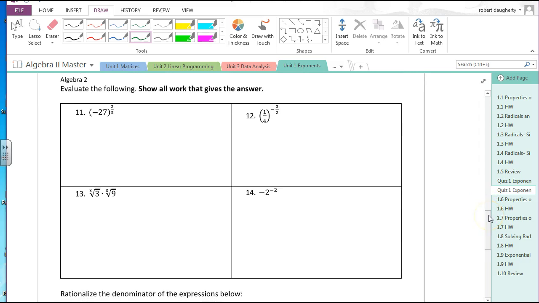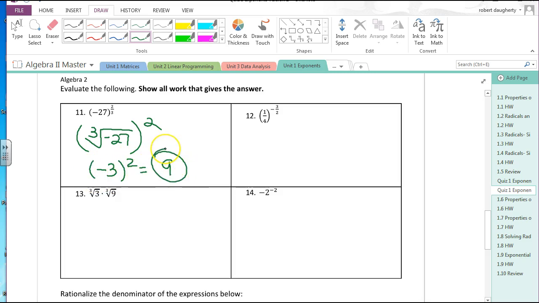Second page, evaluating numerical expressions with exponents. So negative 27 to the 2/3. This is the cube root of negative 27, squared. Cube root of negative 27, that's negative 3, because negative 3 times negative 3 times negative 3 is negative 27. So when I square that, I get 9.